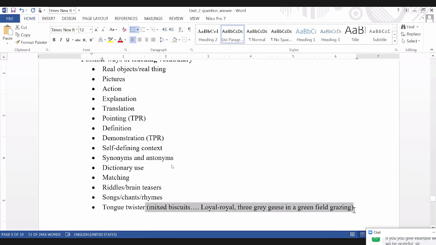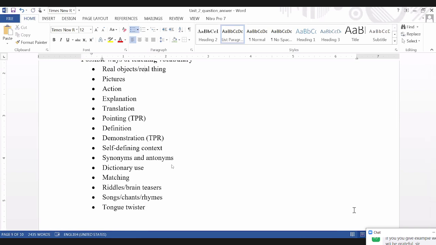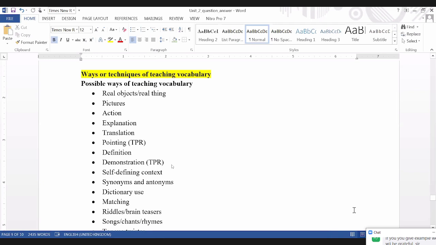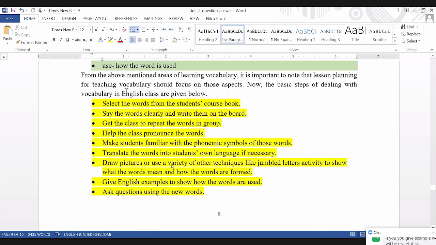अब यो सबैको बारेमा त लेख्नुहुन्छ होला, त्यति गाह्रो छैन हैन. Use of real objects, a couple of sentences you write. Activity सोध्यो भने यो लेख्नु है. If activity is asked, we have to write this: real object, explanation, translation, pointing, definition, demonstration. These are the activities and these are the basic steps.